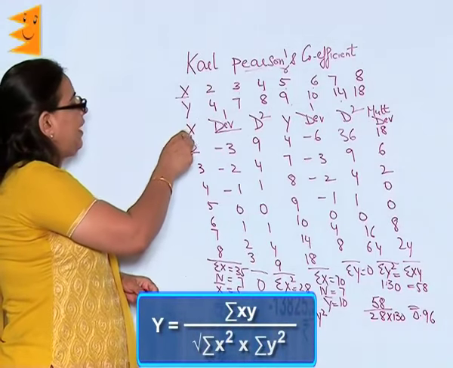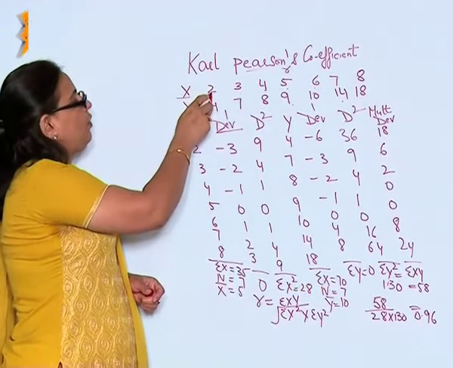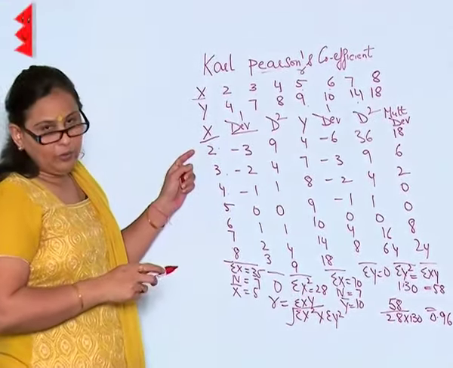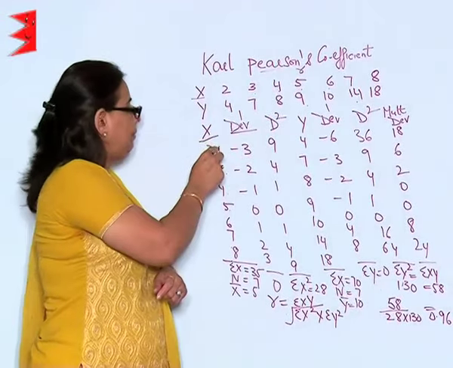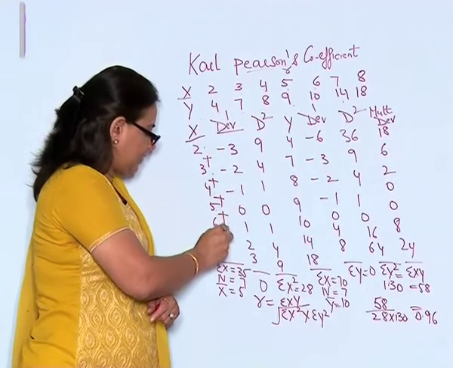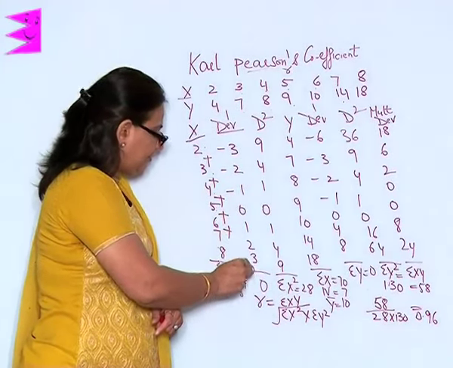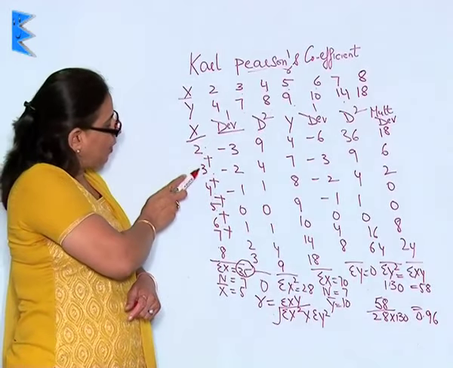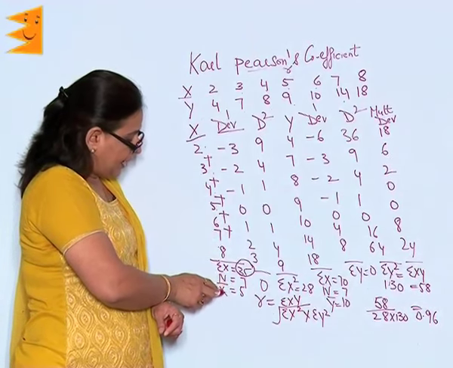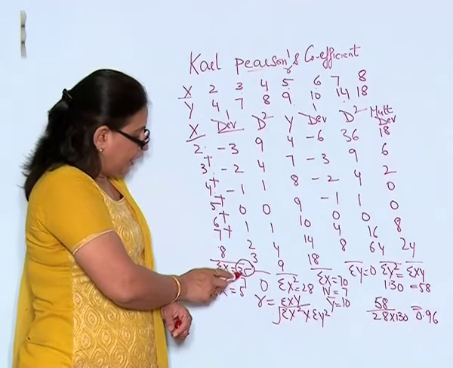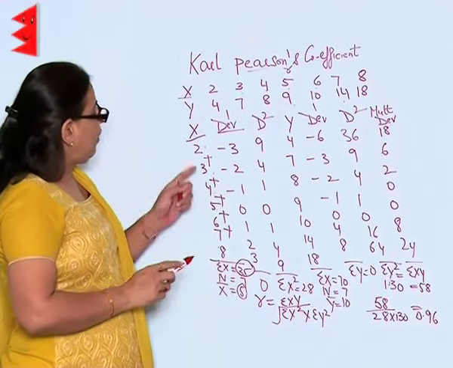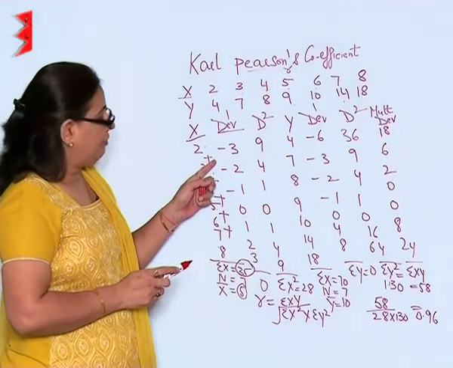So, first of all, I write the observations of x, which are 2, 3, 4, 5, 6, 7 and 8. I will find out the sigma x. Sigma x will be 2 plus 3 plus 4 plus 5 plus 6 plus 7 plus 8, which gives me 35. And the number of observations are 1, 2, 3, 4, 5, 6 and 7, which means my x bar will be 35 divided by 7, giving me 5. Now, I will draw the deviation out of it.